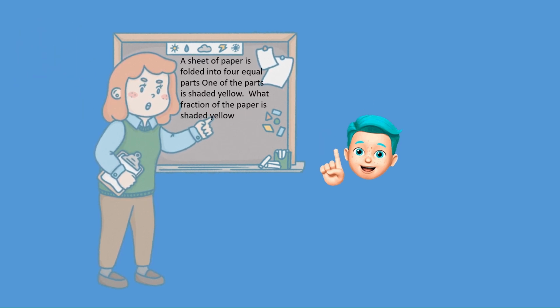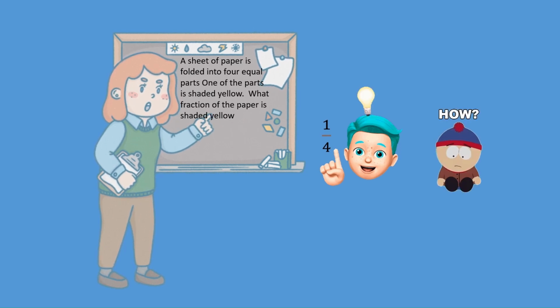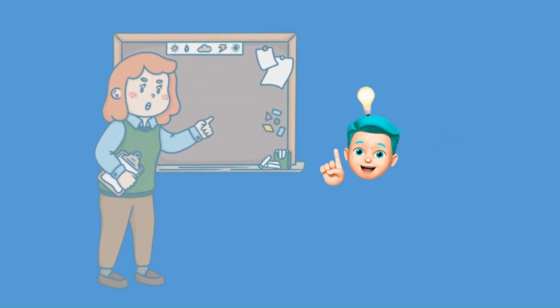Now another question. A sheet of paper is folded into 4 equal parts. One of the parts is shaded yellow. Now what fraction of the paper is shaded yellow? 1 by 4. Very good. That's right. He hasn't understood, so let me explain this particular answer. Now take a sheet of paper and fold it into 4 equal parts. Now one of the portion is colored yellow. So therefore the answer is 1/4. 1/4 of this is shaded yellow.